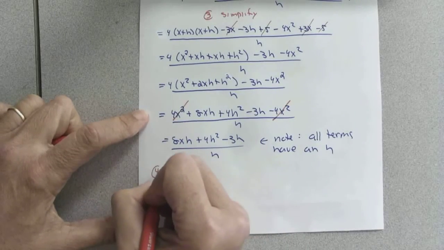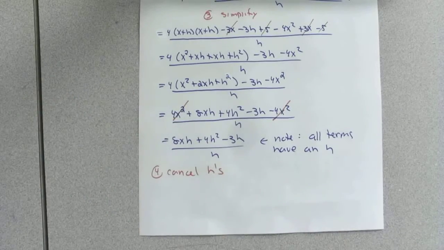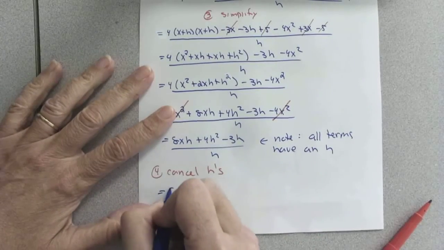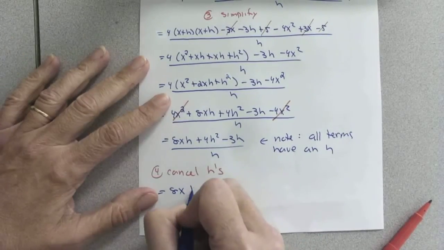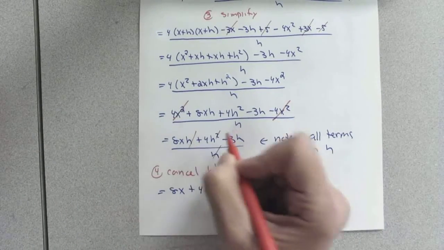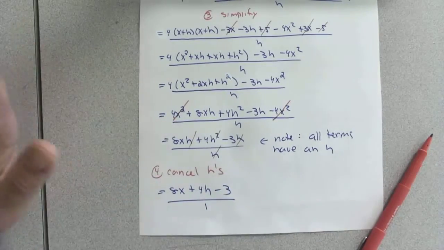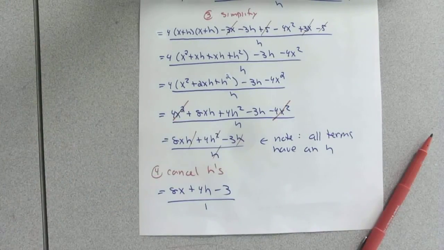So step 4, cancel the h's. And this step is only legal if everybody has an h. And so this is going to become, very technically, 8x plus 4h, because you're just canceling out one of them. So there, canceling out one of them, canceling that, minus 3, very technically over 1.